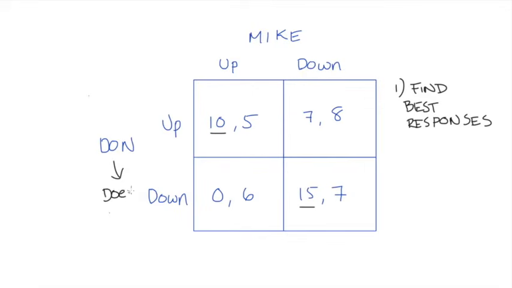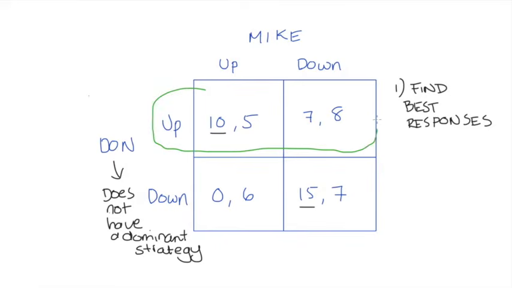Note that Don does not have a dominant strategy since his best responses change with what Mike does, and so there's not one action that he should take regardless of whether Mike goes up or down. Okay, now we've gone through Don's best responses, we can switch and consider Mike's. If Don goes up, we're on this row. Remember that Mike's payoff is the second number listed. So if Mike goes up, he gets 5. If down, he gets 8. 8 is bigger than 5, so the best response here to Don going up is for Mike to go down.